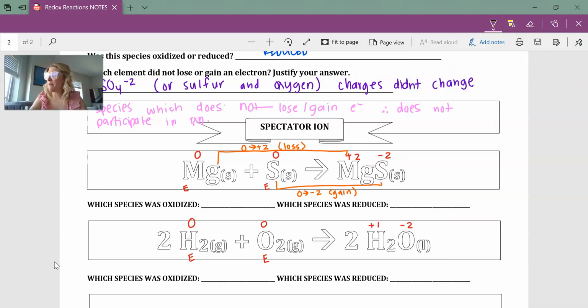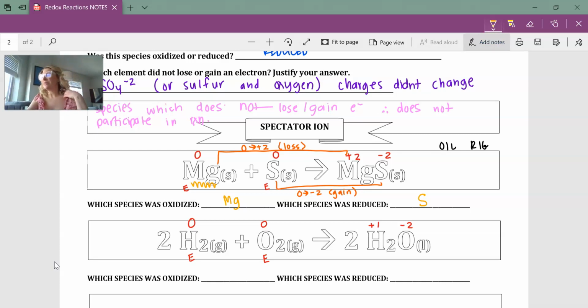Again, at the top of my paper, I like to put my mnemonic device, OIL RIG. Oxidation is loss. So which species was oxidized? Our oxidized species is Mg. And again, it's Mg that's being oxidized. It's Mg that's losing electrons, not Mg plus 2. Which species was reduced? S is our species being reduced. Reduction is a gain of electrons. And again, it's the S that's being reduced, not the S minus 2.